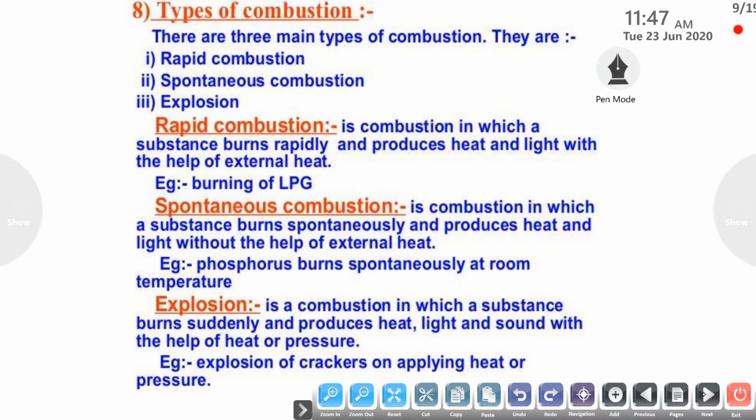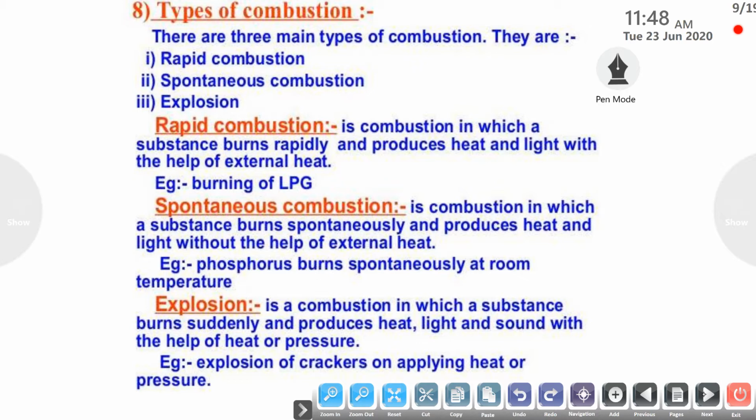Next is the types of combustion. There are three main types of combustion: rapid combustion, spontaneous combustion and explosion. As the name indicates, rapid combustion is the combustion in which a substance burns rapidly and produces heat and light with the help of external heat. For example, burning of LPG. Rapid combustion usually takes place in inflammable substances, because their ignition temperature is very low, so they easily catch fire.